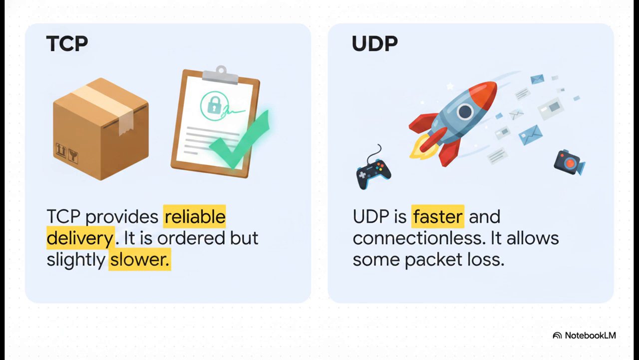UDP, the user datagram protocol, on the other hand, that's like tossing a handful of postcards into the wind. It's incredibly fast and connectionless, but it doesn't check to see if every single card arrived. It's perfect for things where a tiny drop in quality is okay, but lag is the ultimate enemy, like your live online gaming or a real-time video call.